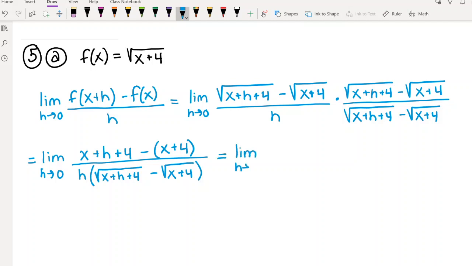Okay, so what happens in the numerator? Well, we have an x and we have a negative x. And so there's not going to be any x's left. We have a 4. Maybe let me circle what I'm talking about. So here, right, we have x and then we have negative x. And then we have a 4 and we have a negative 4. So there's not going to be any 4's left. And so all we're actually going to be left with in the numerator is h.